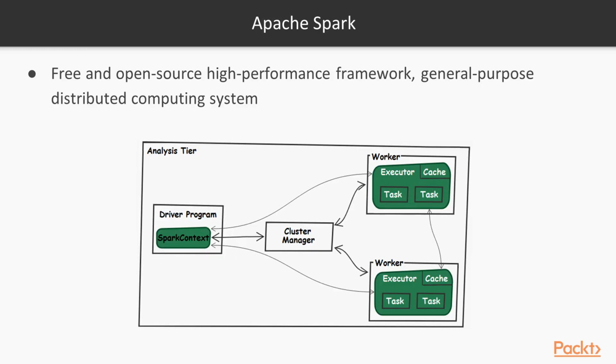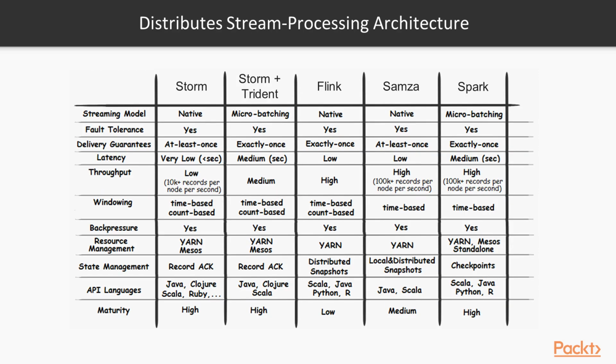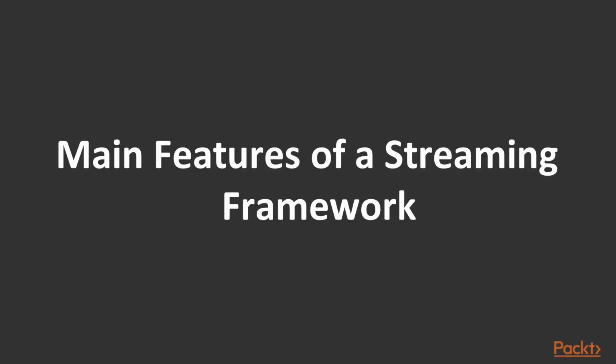And we finally reach the stream processor that we will use, Apache Spark. Apache Spark is a free and open-source high-performance, general-purpose distributed computing framework. Since we will deep dive into Spark in the next videos of this section, we will skip the overview for now. So every time you need to choose between these stream processors, consider this table, which is a head-to-head comparison between their main skills and features. Further, let's discuss the main features of a streaming framework.